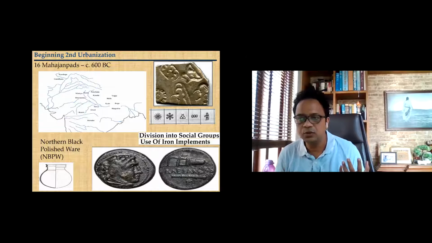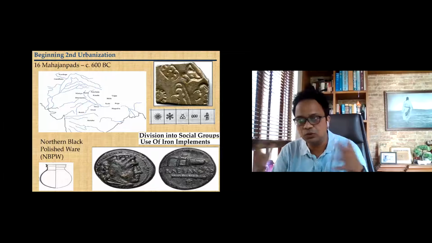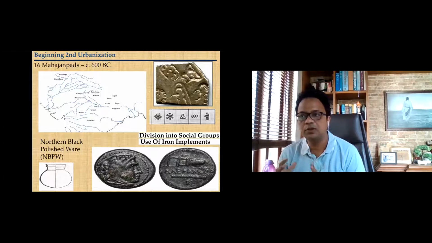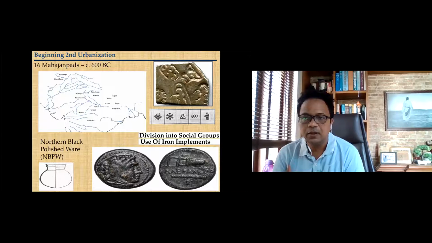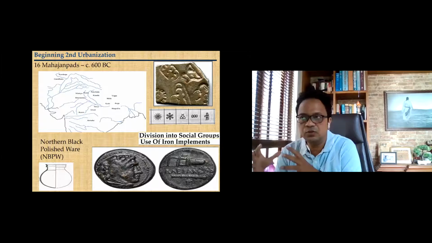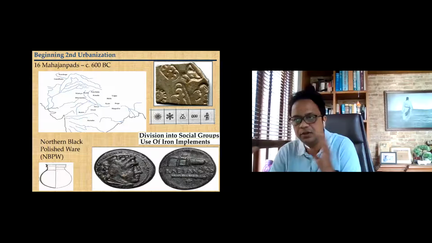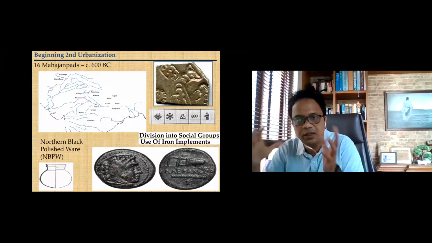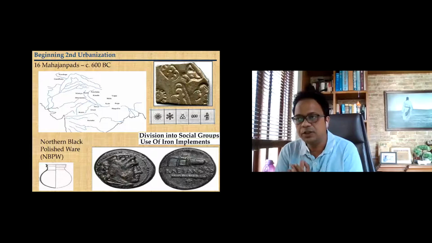Either you create goods that can help you store those grains. We talk of pottery, so they were able to generate pottery, but they generated pottery in a very specific way. It is called the northern black polished ware, right? Whenever you find that pottery in an exhibition, you can relate that this is from somewhere around 600 to 300 BC, because they had that technology of making pots. It's not easy, right? We find it easy now, but then it was not easy.